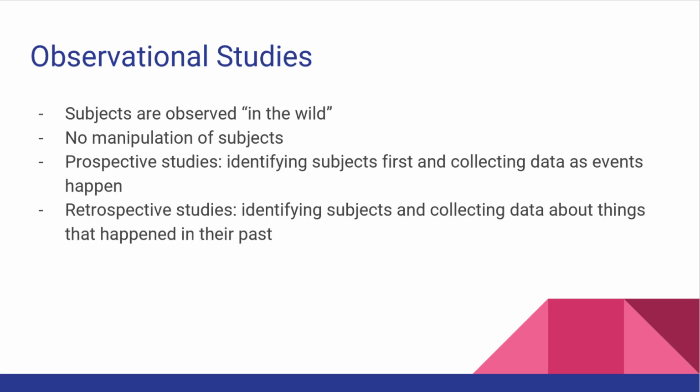Now for a retrospective study, it's kind of the opposite. This is when you identify your subjects after events occur and then you collect data about events in the past. So this is like looking at college students and then writing down their grades from elementary school, middle school, and high school. Because the events have already occurred, you're just taking the college students and then looking retrospectively. So that's why it's called a retrospective study.